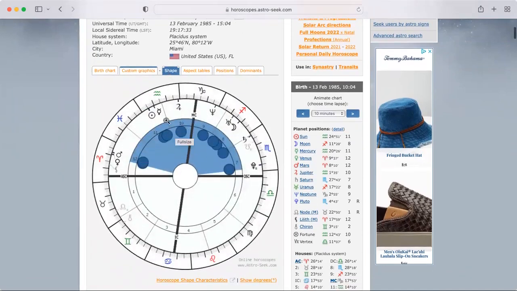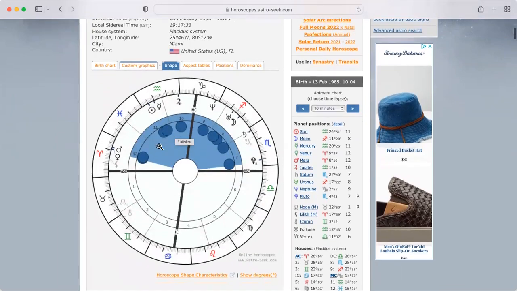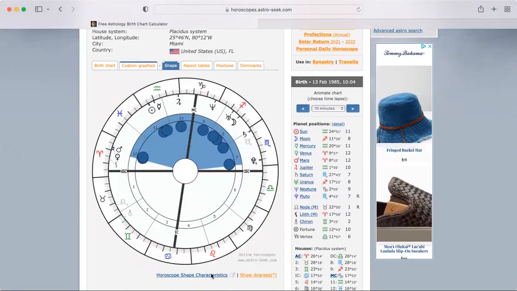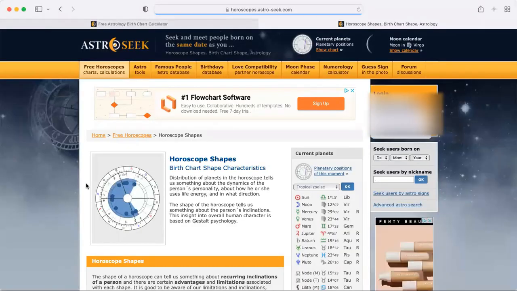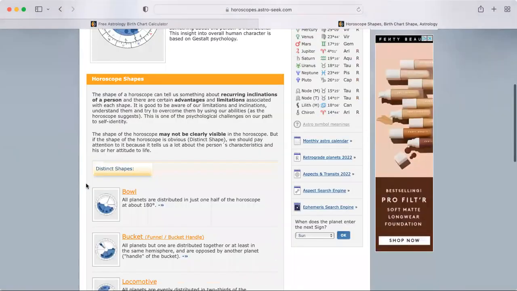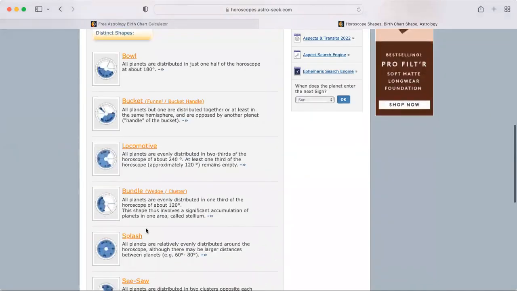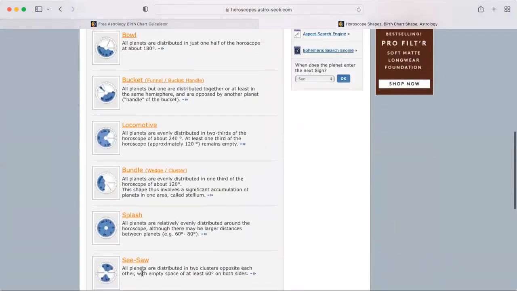So you can look at the shape of your chart. This is going to highlight this right here, right? You can read about the horoscope characteristics by clicking on this, and then you can scroll down once you find out which chart and read about the different shapes, which have meaning too.